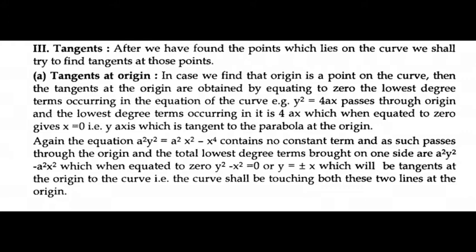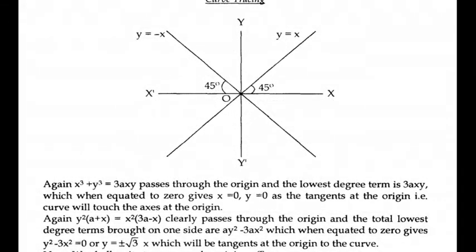What happens? Y is equal to plus x. It is a straight line passing through the origin, which makes 45 degrees with the x-axis, and y is equal to minus x is again in the opposite direction, which makes 135 degrees with the x-axis. So like this. This is y is equal to x, which makes 45 degrees, and y is equal to minus x. This is again a straight line passing through the origin, which makes from here to here 135 degrees. So consider this example, x cube plus y cube is equal to 3axy.